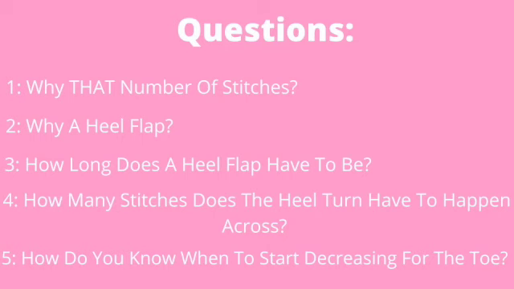And so the topic of this video is going to be 5 questions that I had as a beginner. They may seem obvious to you if you are an experienced sock knitter, but if you're a beginner, hopefully there is something here that makes it clear why we do the things we do as sock knitters. So the questions I'm going to cover in this video are: why that number of stitches? Why a heel flap? How long does the heel flap have to be? How many stitches does the heel turn have to happen across? And how do you know when to start decreasing for your toe?